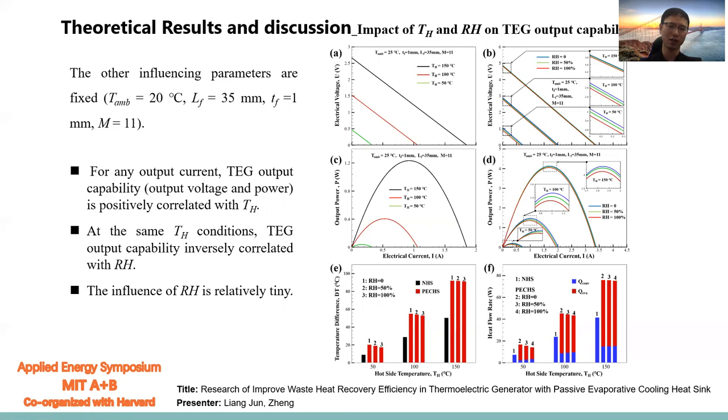But meanwhile, the influence of RH is relatively tiny. We can see that from B and D. Even when the relative humidity is 100%, the output only decreases a little bit compared with RH equal to zero.